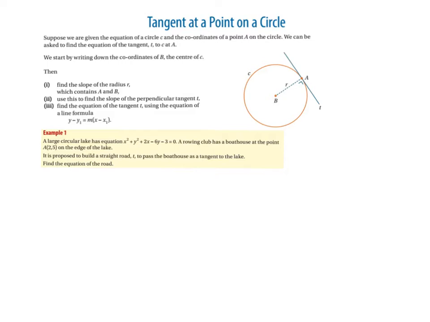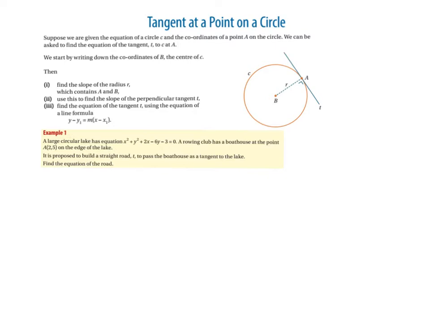The first thing we need to do is to find the slope of the radius, which contains A and B here. We're then going to calculate the perpendicular slope, and then we're going to use the equation of the line with the coordinate that we've been given in the question in order to find the equation of that particular line. So let's have a look at the question.